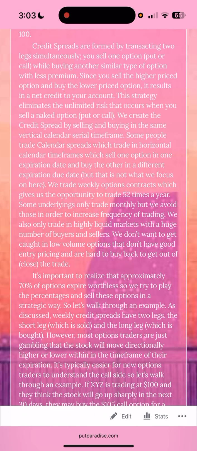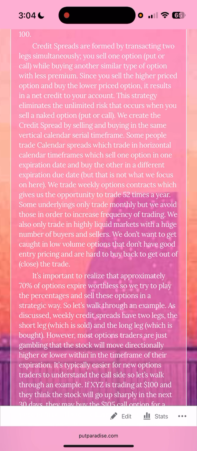Credit spreads are formed by having a transaction, two legs simultaneously, where you sell one option and you buy another one of a similar type, and that creates your credit spread. In our case, we sell the put at a higher price, and then we buy a put that's farther out of the money at a lower price. That results in a net credit to your account.